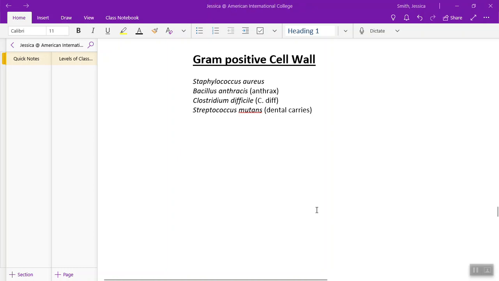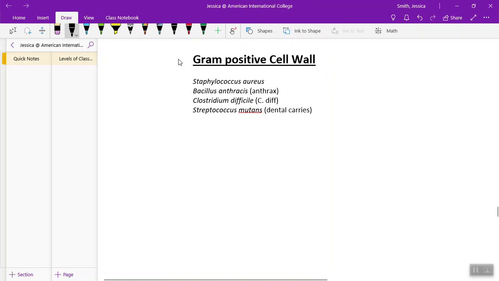Okay guys, in this next section of the video, I'm going to tell you about the gram-positive and gram-negative cell wall. So starting with gram-positive, remember gram-positive bacteria will stain purple with the gram stain.